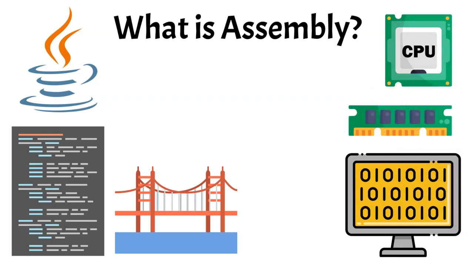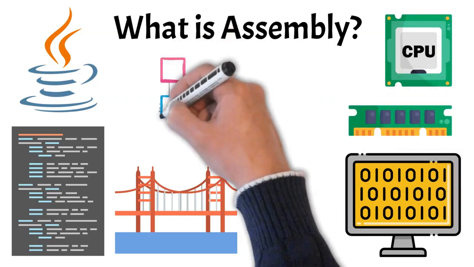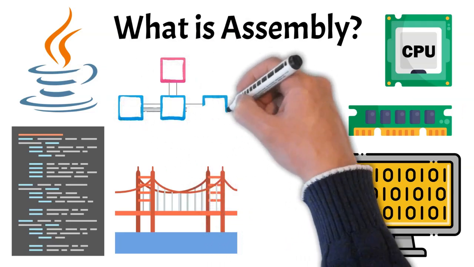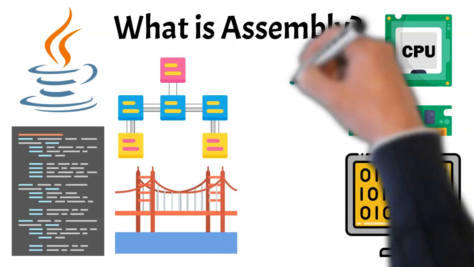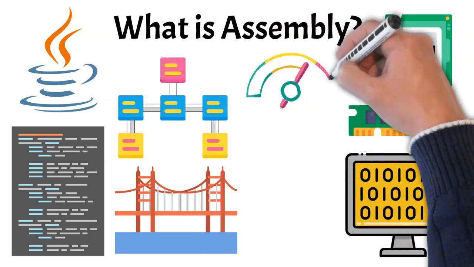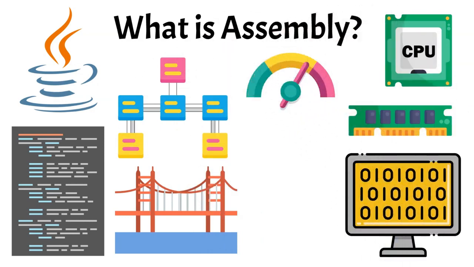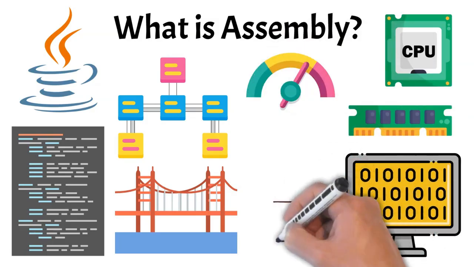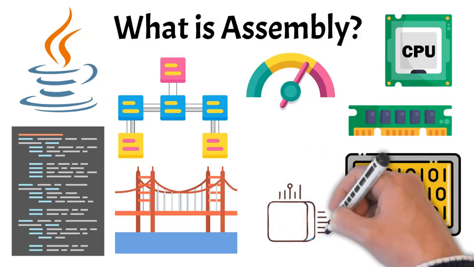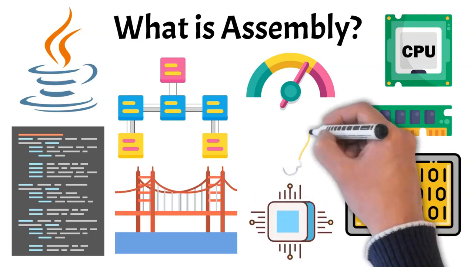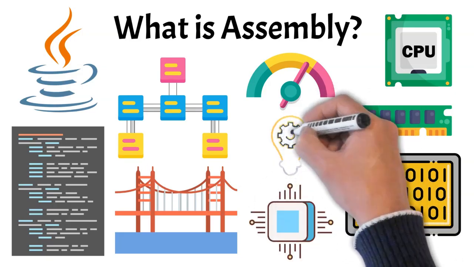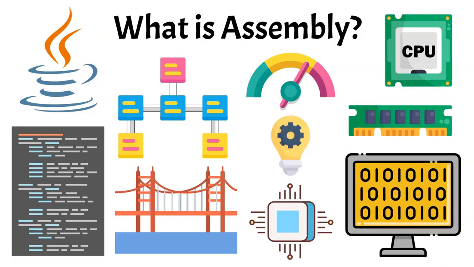Each instruction in assembly tells the computer to perform a very specific operation, like moving data between registers, performing arithmetic, or jumping to a new instruction. Because of its precision, assembly is used in areas where performance and control are critical, such as in embedded systems, game consoles, device drivers, and even operating systems. Though it can be more challenging to learn, understanding assembly gives you a deeper insight into how computers really work at their core. Now, let's take a look at the basic components of assembly.